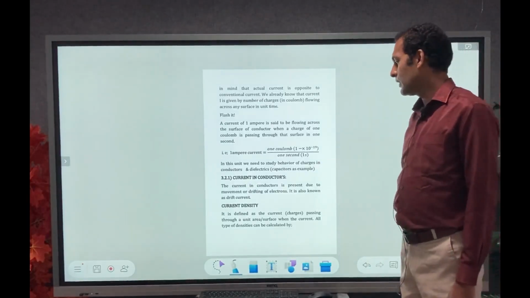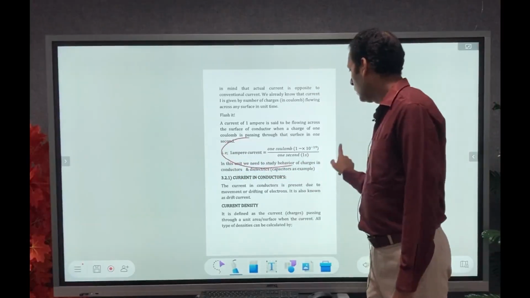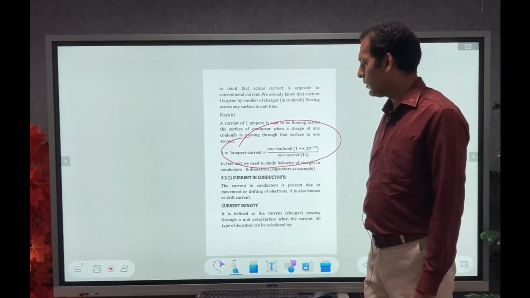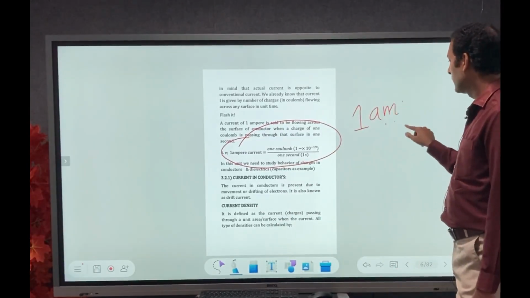Then we defined 1 ampere current. 1 ampere current is nothing but it is 1 coulomb of charge. If crossed in 1 second, we say that 1 ampere of current is generated.